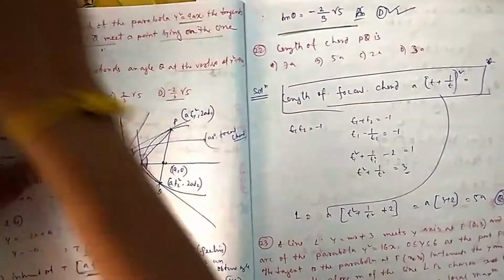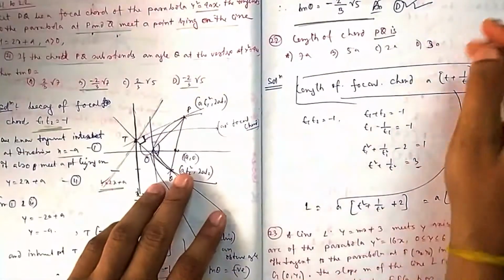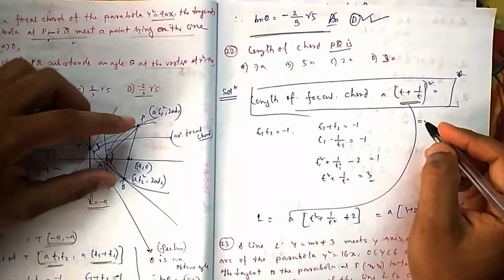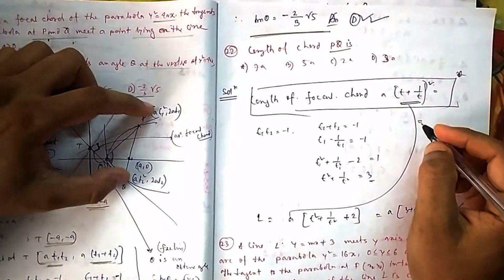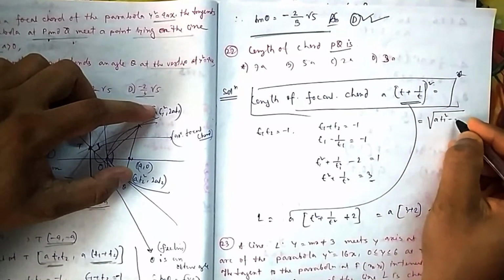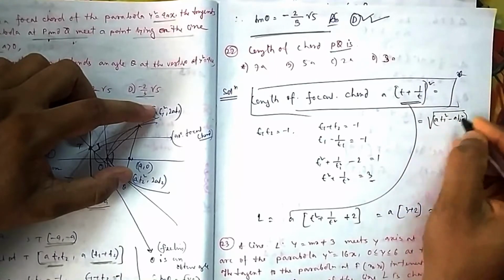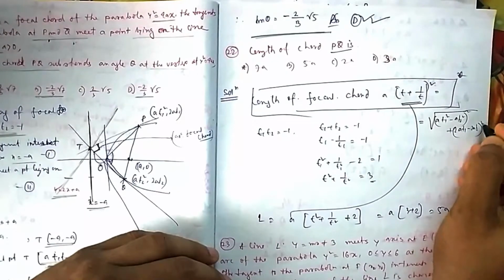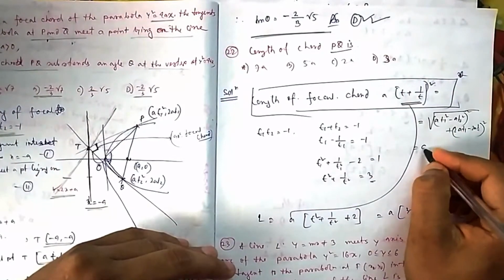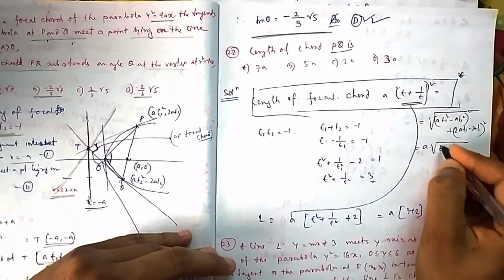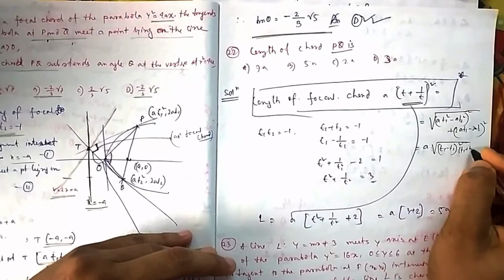Now next, question 22, they are asking the length of the chord PQ. I have not given the formula for the length of a focal chord, because this formula is again not so required. You can easily find the length under root: 8t1 square minus 8t2 square whole square plus 2t1 minus 2t2 whole square. If you take a common, you will see it is t1 minus t2 whole square, and then t1 plus t2 whole square.